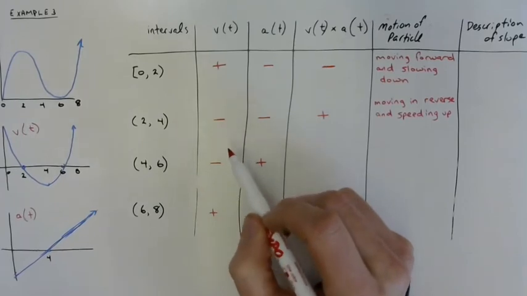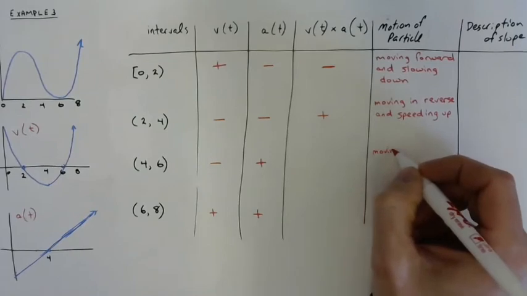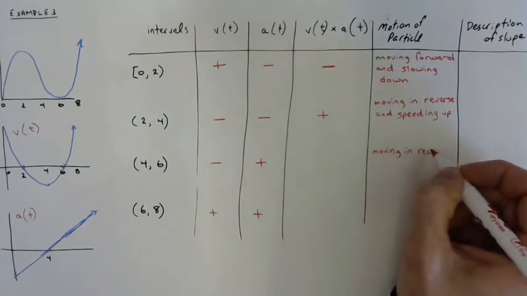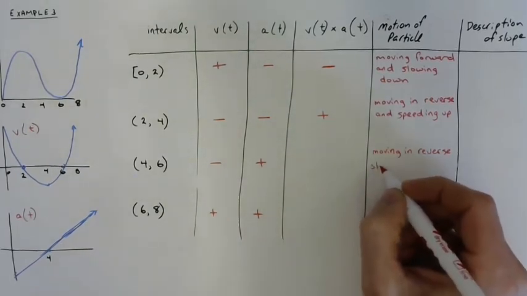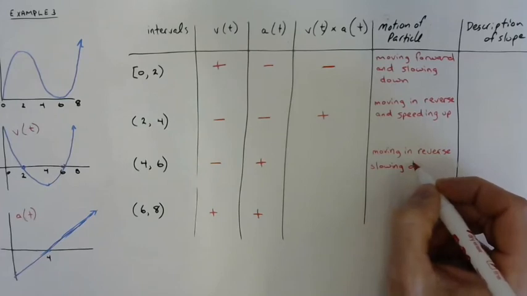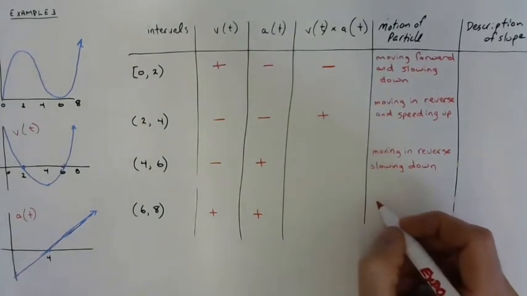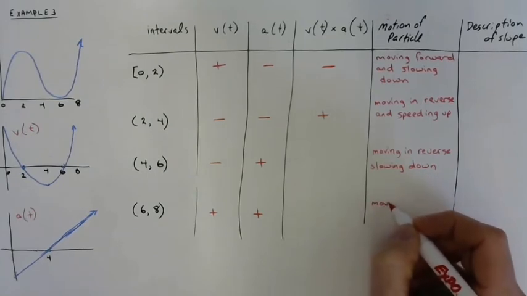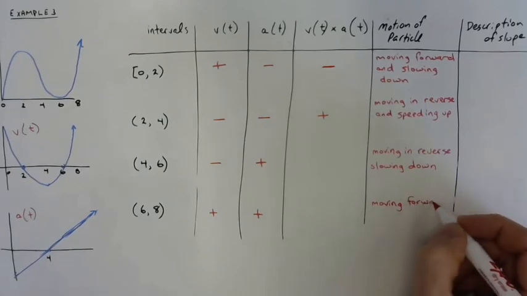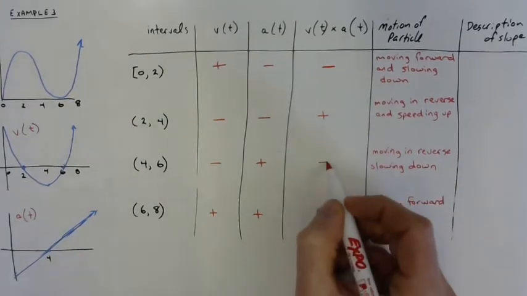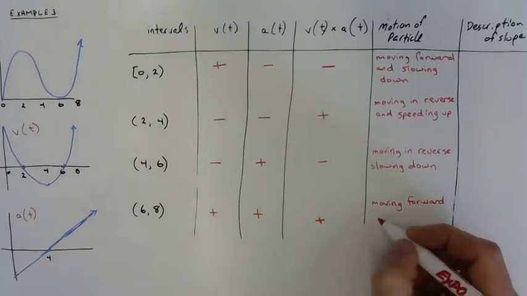Okay, so this is backward and speeding up, which means from 4 to 6 is also moving backward. We're moving in reverse. But this time acceleration is positive, so that means we're slowing down. And our last interval, velocity is positive, so the direction is positive. We're moving forward, and because the product of the two is also positive, it's being pushed the same direction that it's heading, which means it's speeding up.